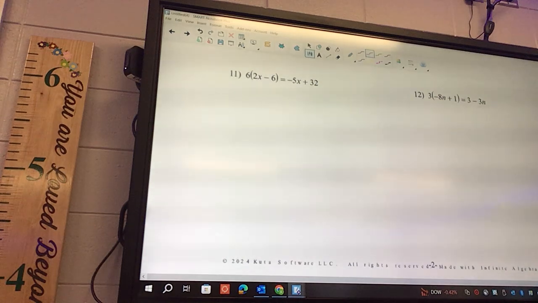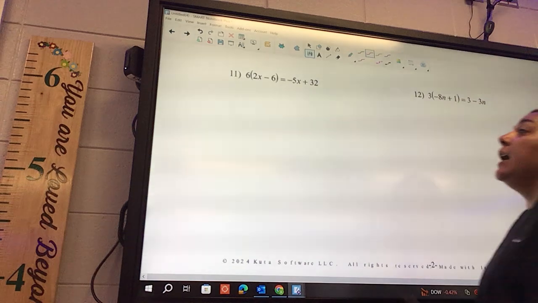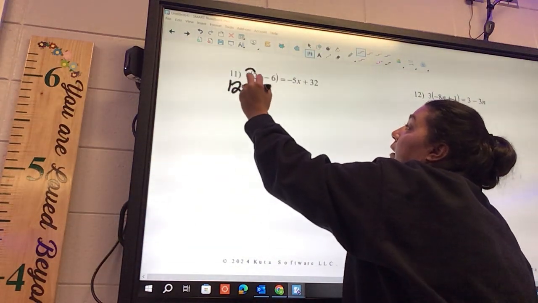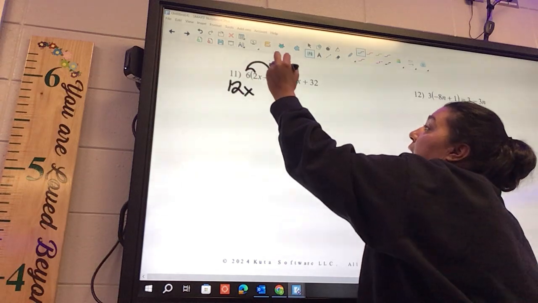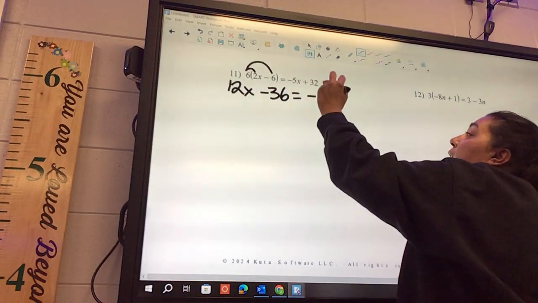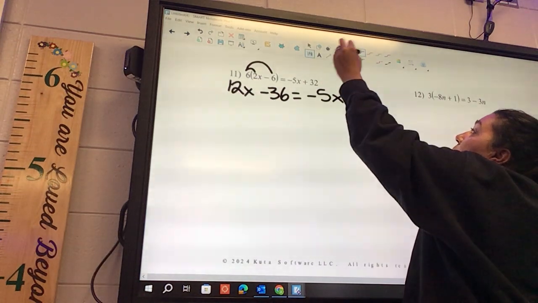Okay, look at number 11. What do we do first? Multiply. We do the parentheses, always, always first. 6 times 2, 12x. 6 times negative 6, negative 36. Nothing is changing on the other side, so we can write that down. Oops, this should be 32.